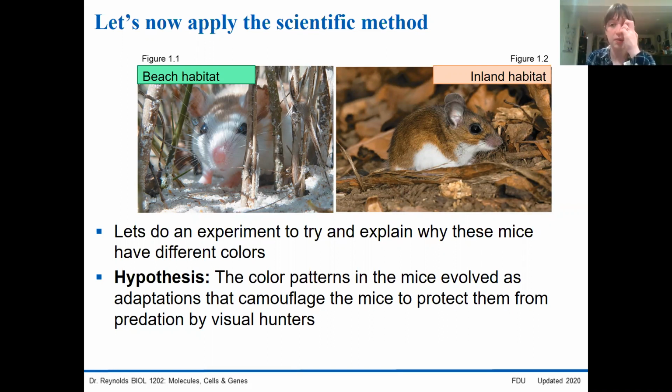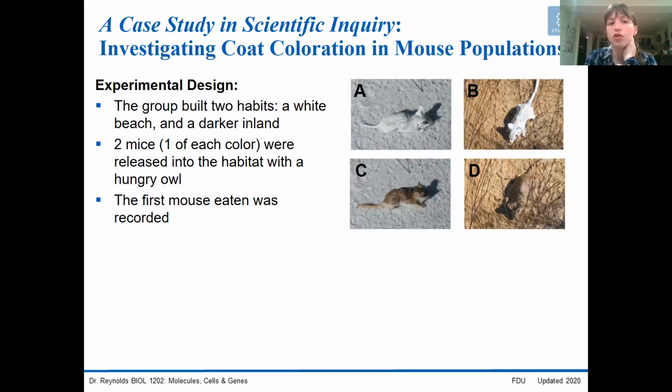So here's the experiment that I have designed. The group built 2 habitats. By the way, this is a real experiment that was done by scientists. They built a white habitat, which is a beach habitat, and a darker inland habitat. They also took 2 mice, one of each color, one white and one brown, and they released them into the habitat along with a hungry owl, which, by the way, is a visual predator. The first mouse that was eaten in that habitat was recorded.